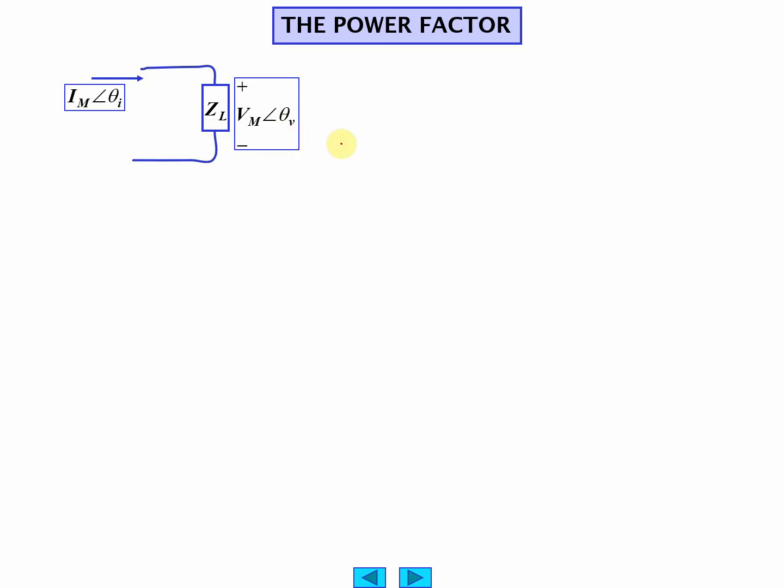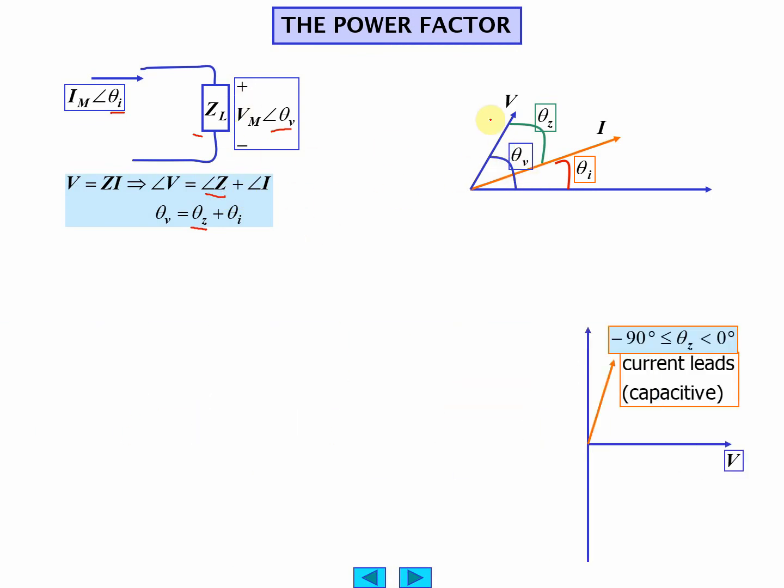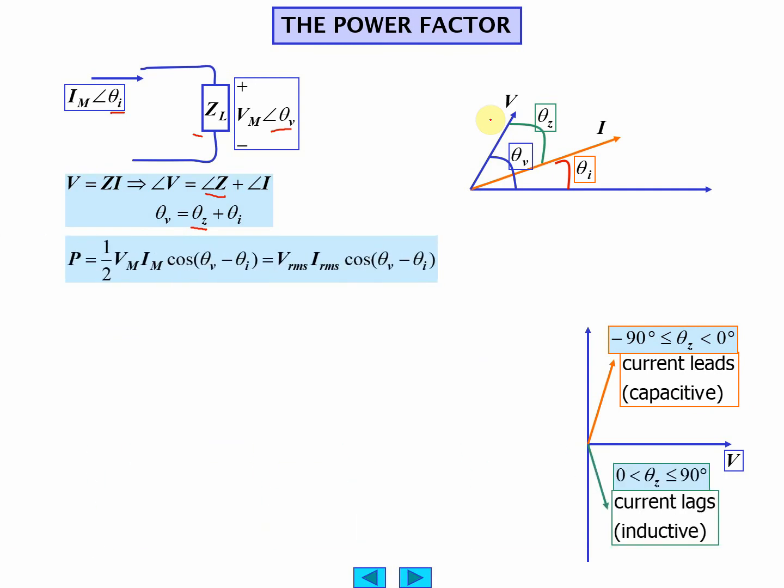Okay, the power factor. Next topic. So we have a current going in at its phase angle and voltage across an impedance at its phase angle. And we go through some identities here, noticing the phase angle of the impedance is equal to the difference. And going back to our formula, the power formula, it's the difference in the phase angle, theta z in other words.